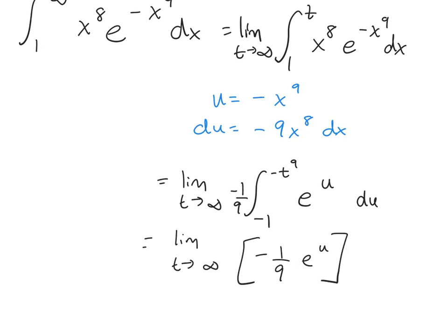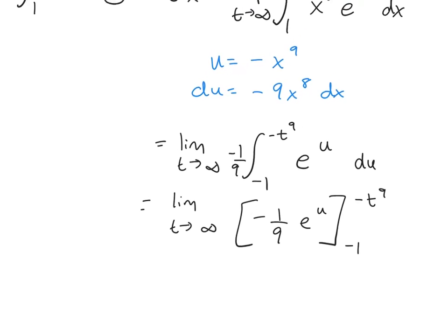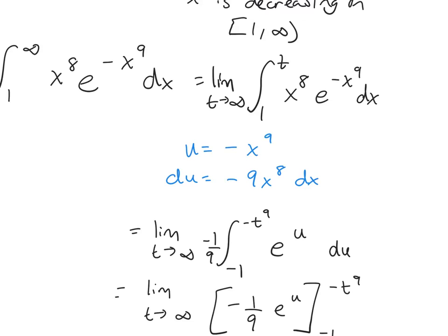Okay, how do we get negative t to the 9th? To get our new bounds, what we do is we take them and plug them into our substitution equation here. So I take 1 and put it in place of x. I'll get negative 1 to the 9th, or just negative 1. Take t and plug it in, negative t to the 9th, okay?